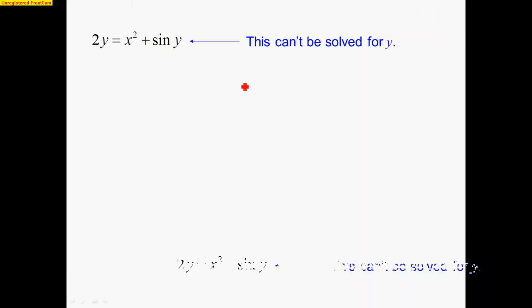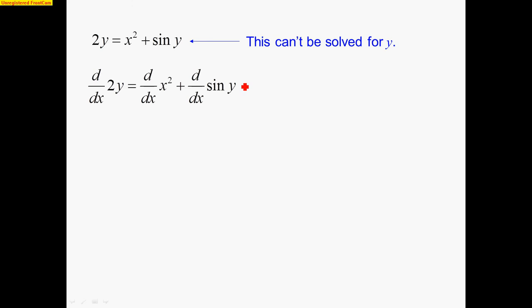Now notice this equation, the equation of the circle, I could solve for y. This would be disastrous to solve for y. It would involve inverse sine and so on. Check out the use of implicit differentiation, because x and y are all mixed up together. I need implicit differentiation.